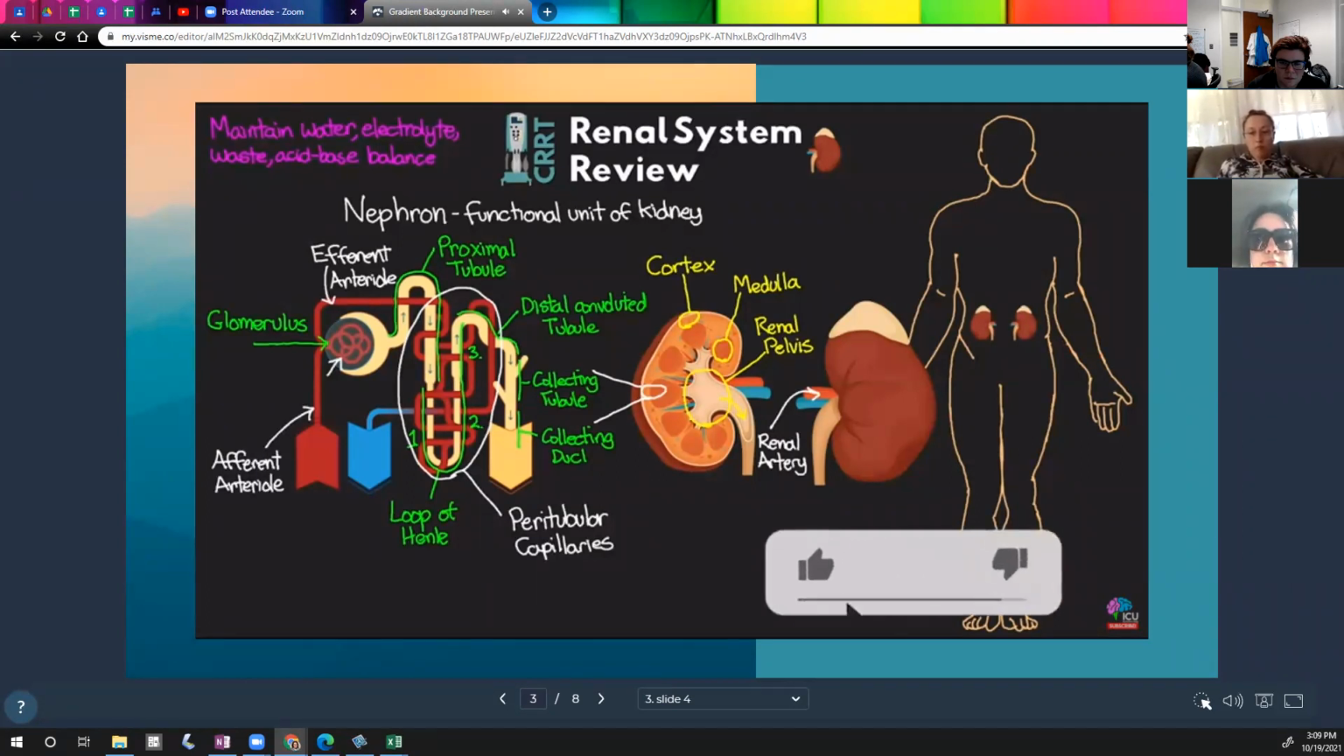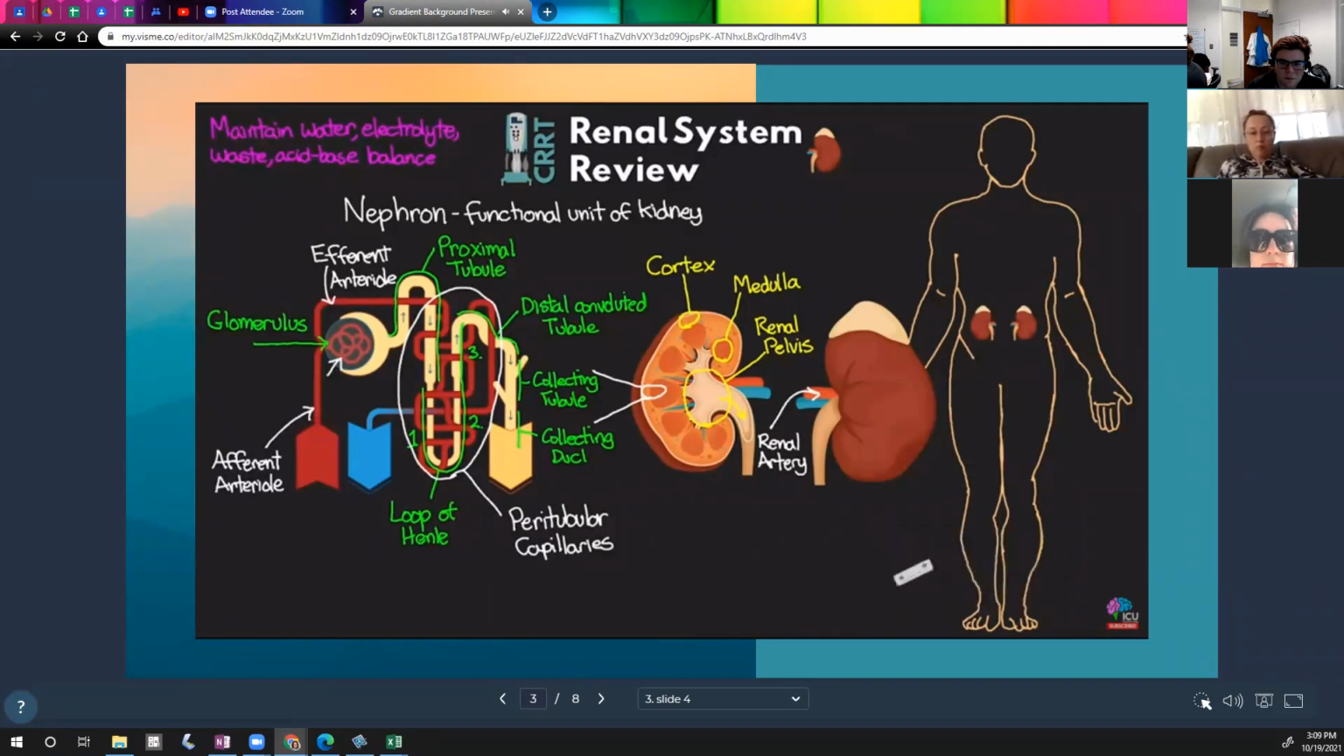Alright, so now that we have the basic structures out of the way, let's talk about the actual renal physiology that's taking place here. The main goal of the kidney is to filter the blood and form urine. Again, like I said, in this process, the nephron is going to be regulating water, electrolytes, waste, and the acid-base imbalance.